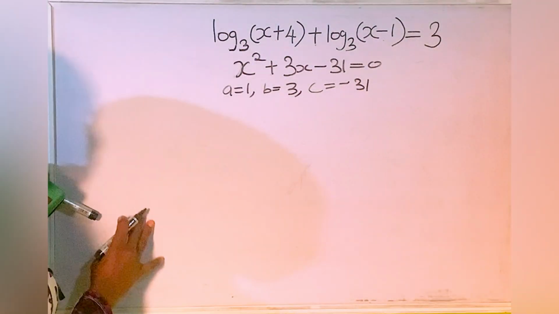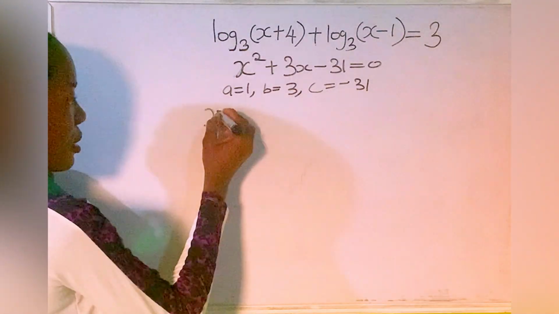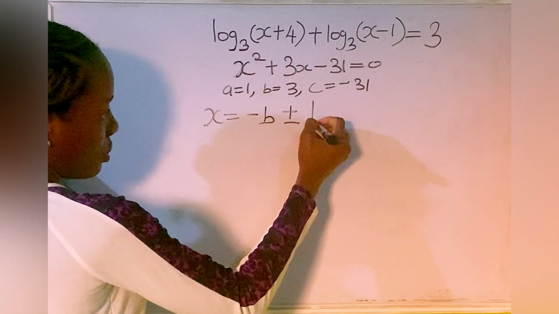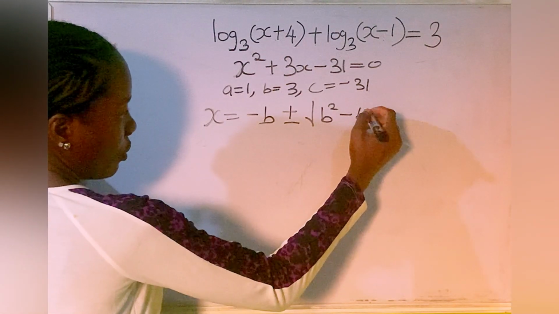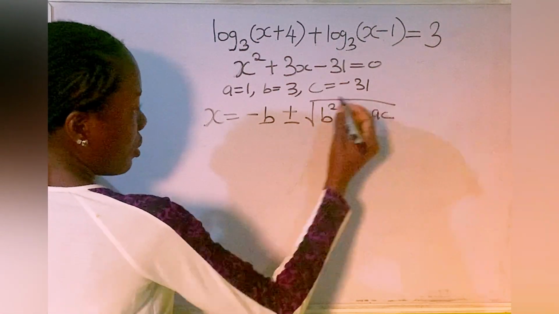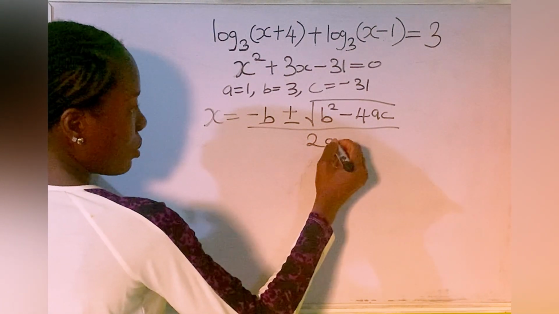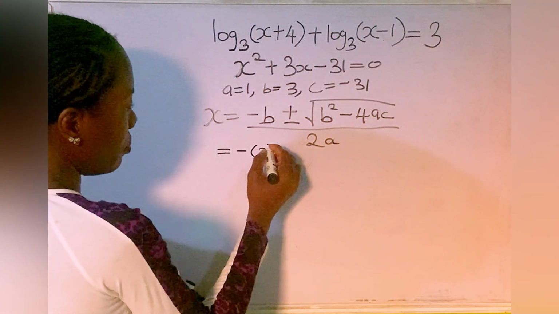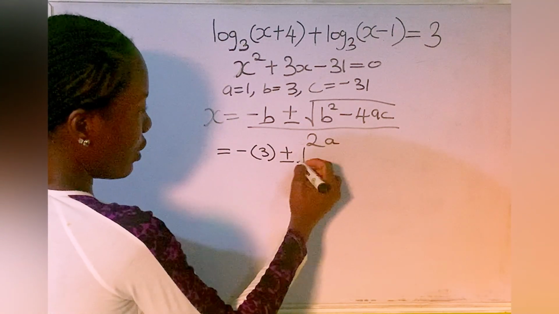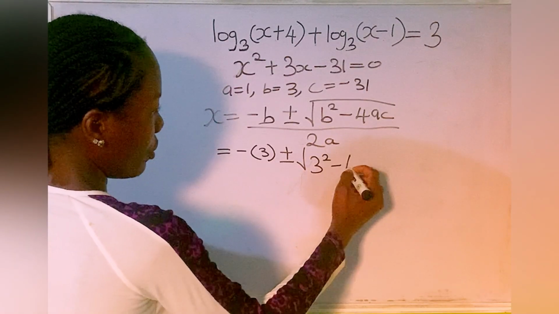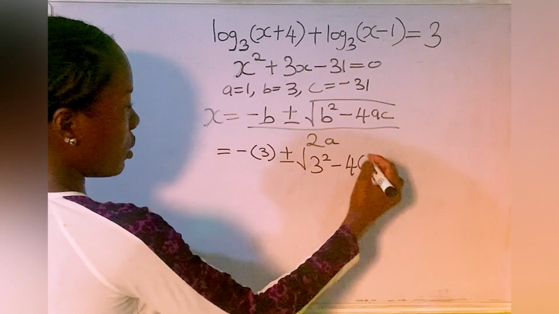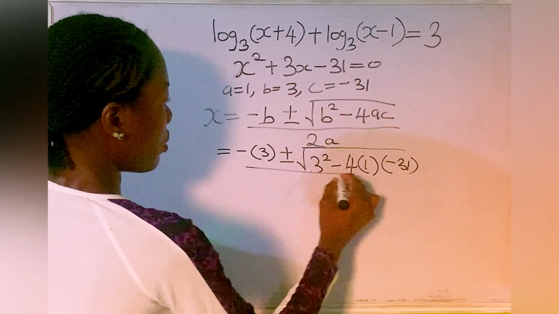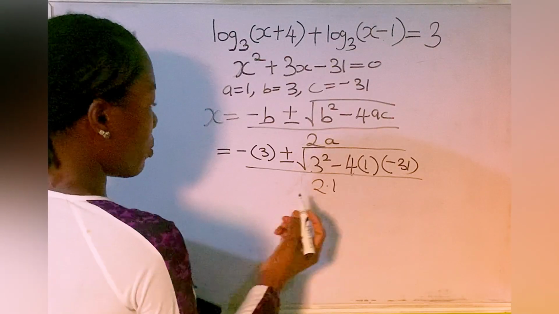Okay. Now for the almighty formula, the formula is this: x is equal to minus b plus or minus the square root of b squared minus 4ac, all over 2a. Okay. Our value of b is what? 3. We said the value of b is 3, right? That's 3 squared minus 4, and a is what? 1. c is minus 31, all over 2 multiplied by 1.